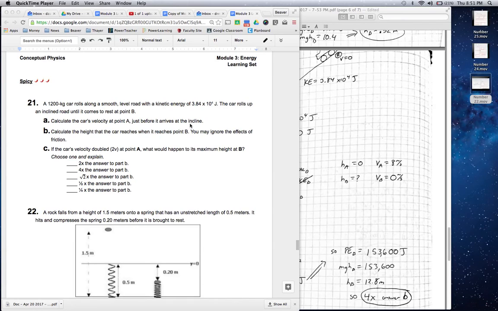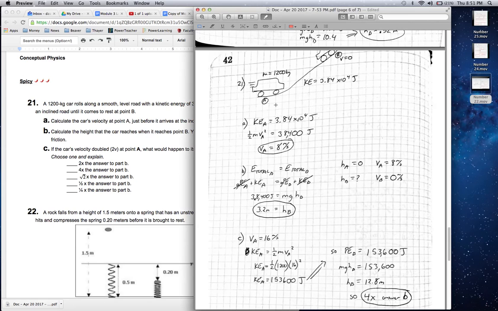And we are looking at question 21. So you have a car rolling along a smooth, level road with kinetic energy of this, rolls up an incline, comes to rest at point B. So here is my picture. There's point B. It kind of got cut off a little bit. The kinetic energy at point A is 3.84 times 10 to the fourth joules.